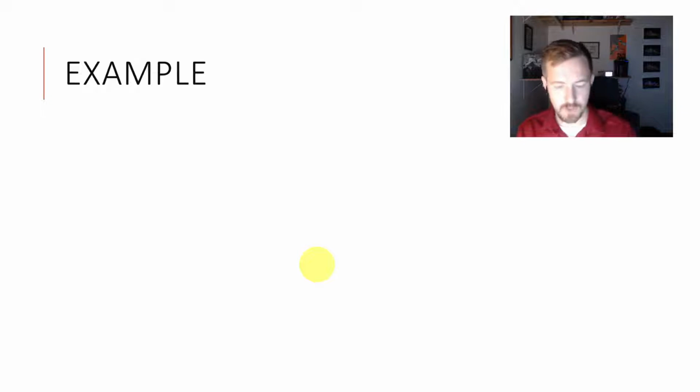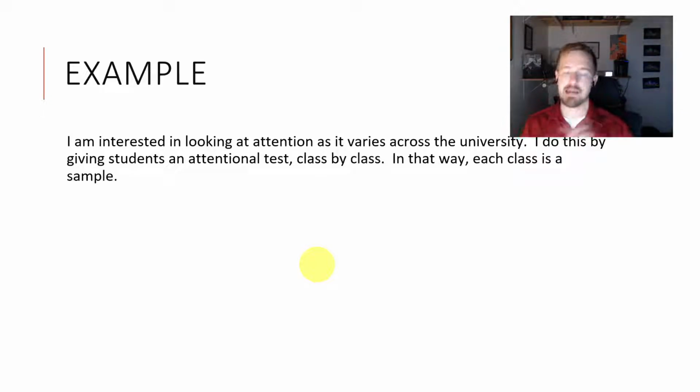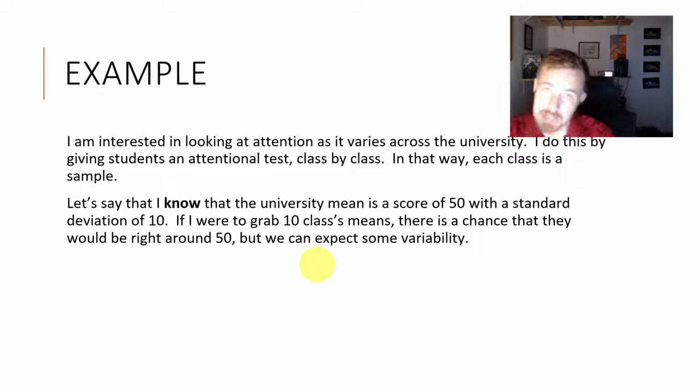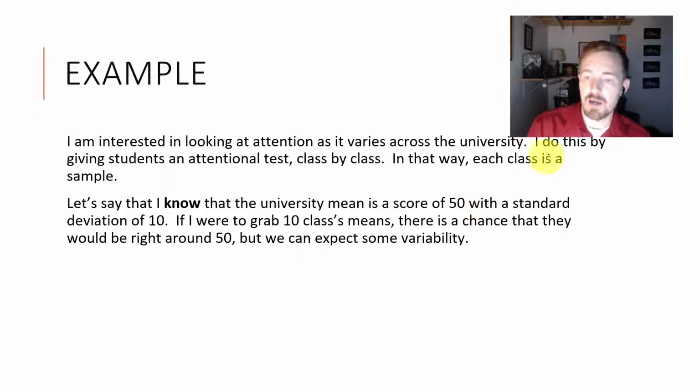All right, so our example here, let's say that I'm interested in looking at attention as it varies across Westfield State University. And I'm going to do this by giving students an attention test. As a cognitive psychologist, this is totally something that would be up my alley. I'd be very interested to do this. And I'm going to do this class by class. So you can think of it that way, that each class is going to be its own individual sample. But I want to generalize to the rest of the university. So the question then is, how many classes do I need to sample in order to get a good estimate for the population of the university?